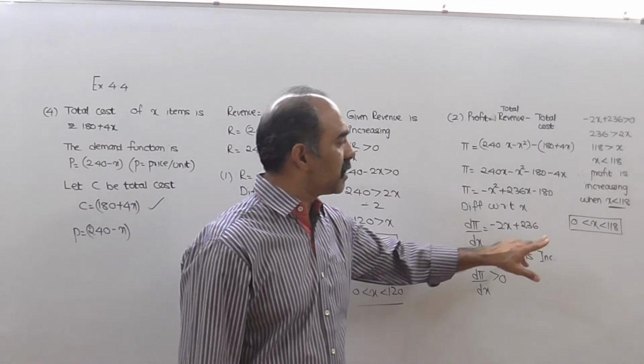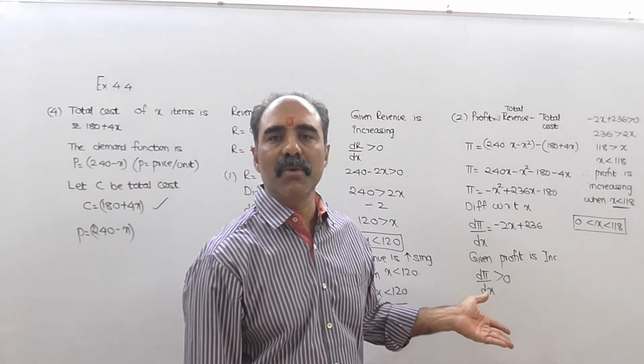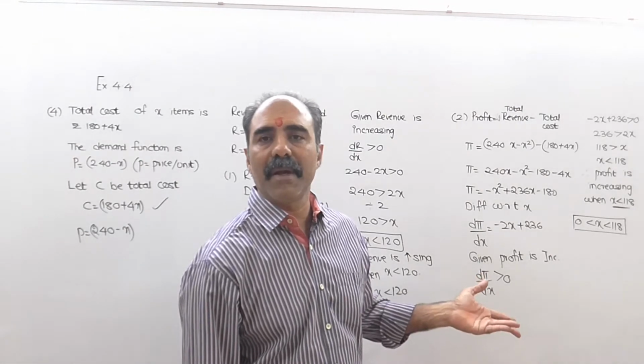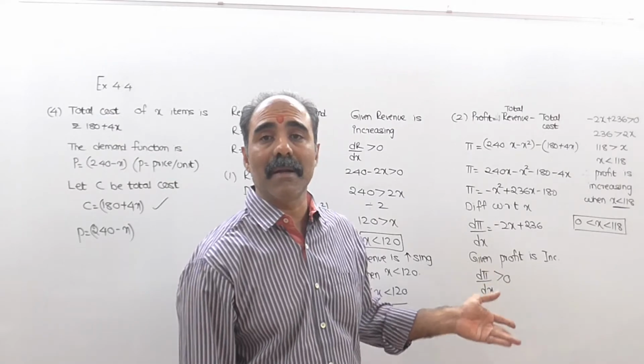I hope you understood this. So see, units cannot be negative. So you can say that x is more than 0, less than 118. So automatically it will be a positive number, whereas at the same time it will be less than 118.